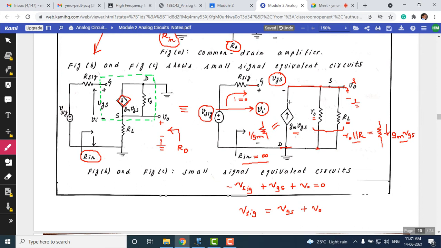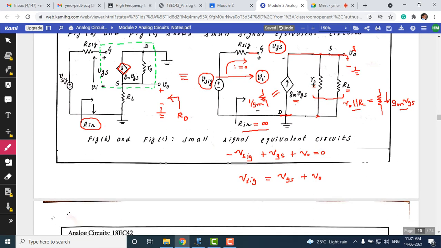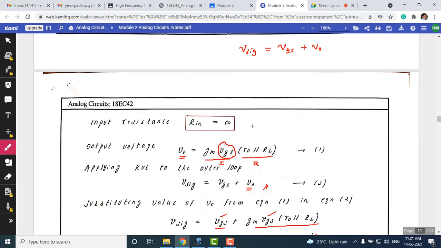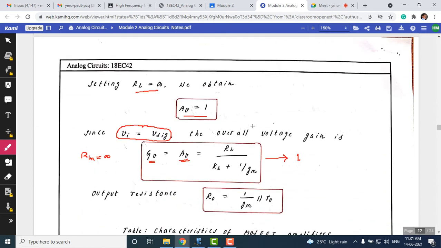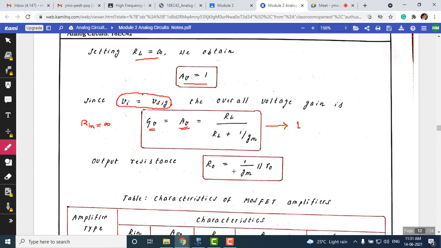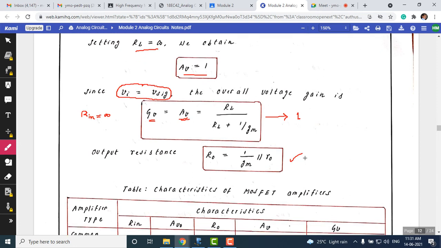So if I replace this current source with a resistance of 1 by Gm, in such a case the output resistance becomes, and if I assume that RL is infinity, then R naught will be parallel with 1 by Gm. So that is the output resistance of the common drain amplifier. R naught will be equal to 1 by Gm parallel with R naught. This is the MOSFET common drain amplifier output resistance.